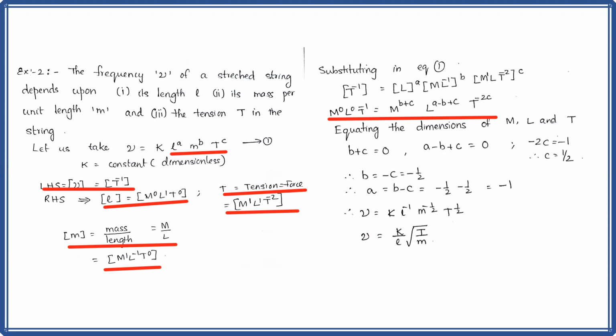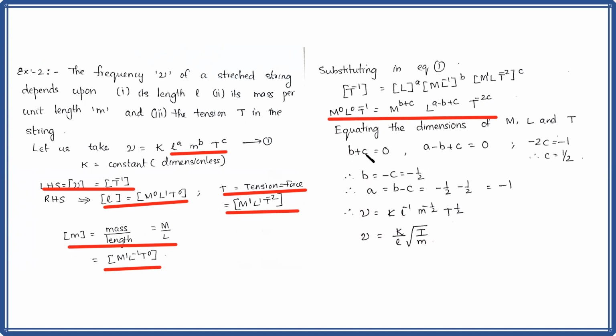If you take them and substitute all these values, and then come to the last one, that is tension, M1 L1 T minus 2 to the power of C. So let us take the time now. In the first two terms we don't have time, and in the last term we have minus 2C. So T to the power of minus 2C. Now let us equate them with the dimensions M, L and T.